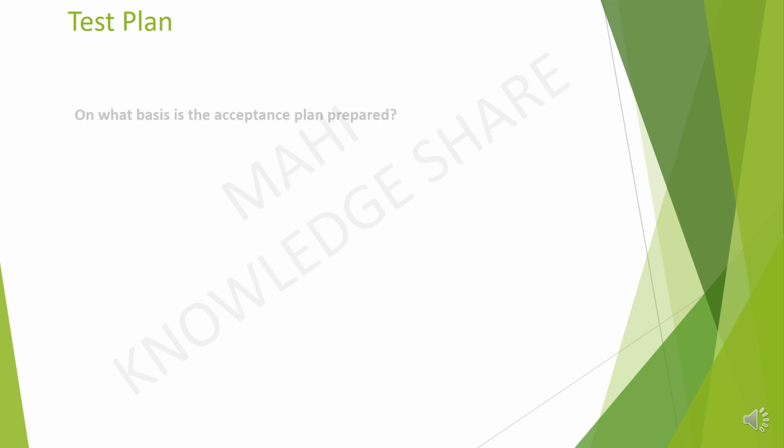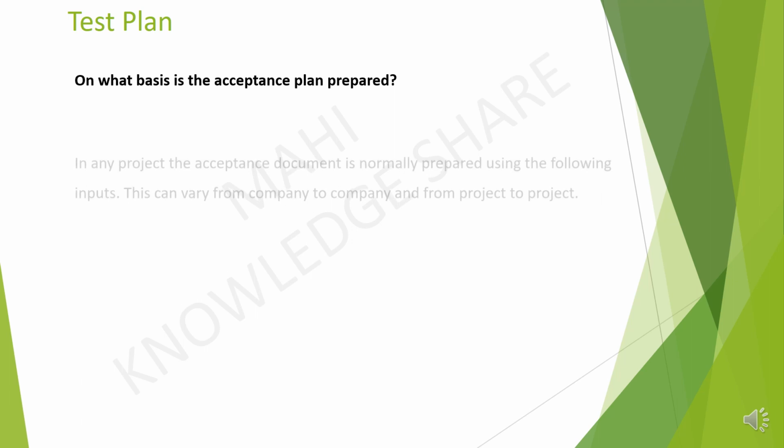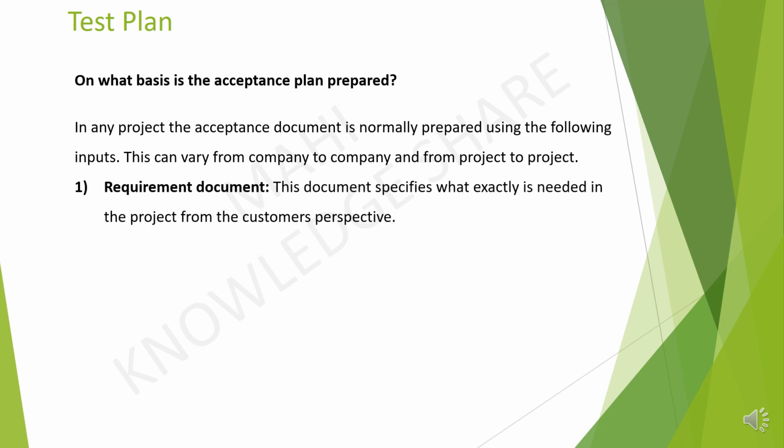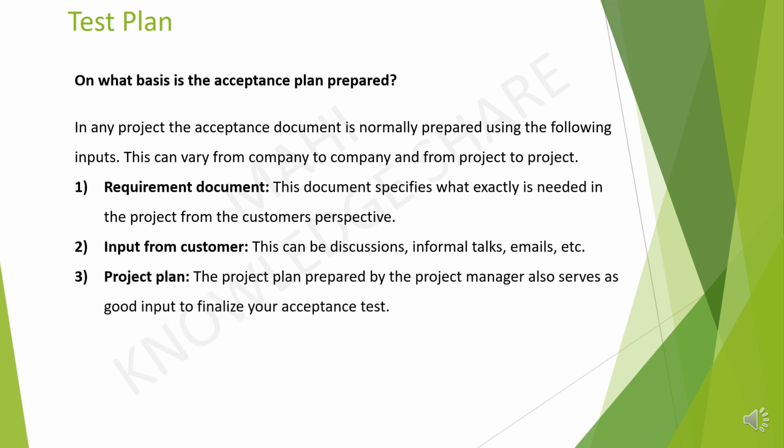On what basis is the acceptance test plan prepared? In any project, the acceptance document is normally prepared using the following inputs. This can vary from company to company and from project to project. 1. Requirement document. This document specifies what exactly is needed in the project from the customer perspective. 2. Input from customer. This can be on discussions, informal talks, emails, etc. 3. Project plan. The project plan prepared by the project manager also serves as a good input to finalize your acceptance test.